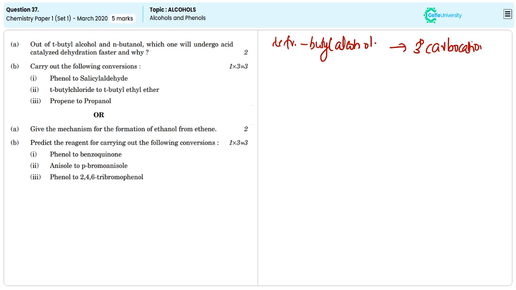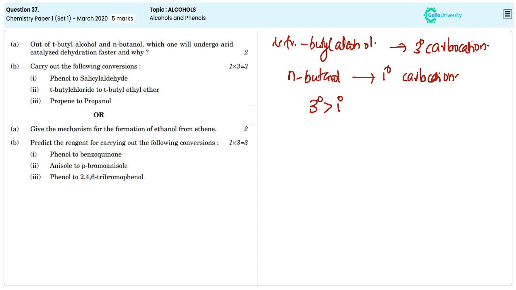carbocation. In case of N-butanol, they will form primary carbocation. So we know if you are comparing the stabilities of primary and tertiary carbocations, tertiary carbocations are more stable than primary. That's why the dehydration reaction of tertiary butyl alcohol is faster than normal butanol.